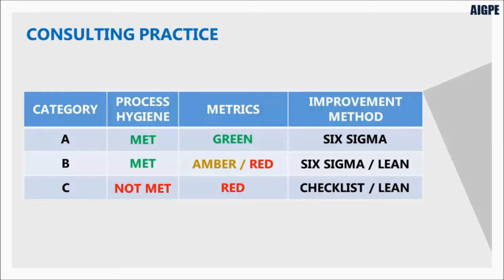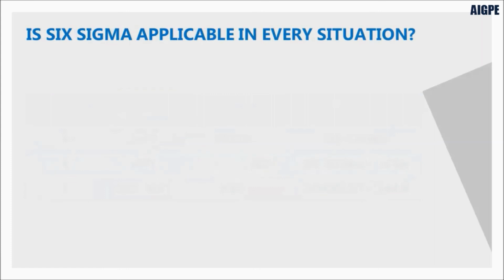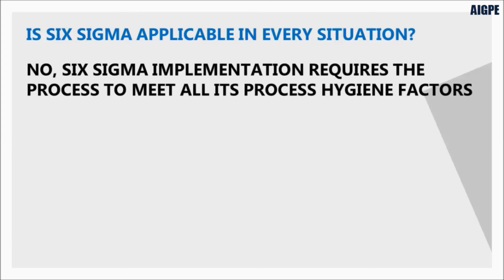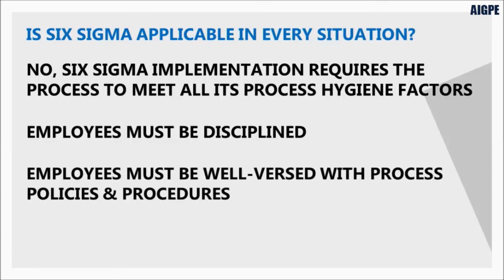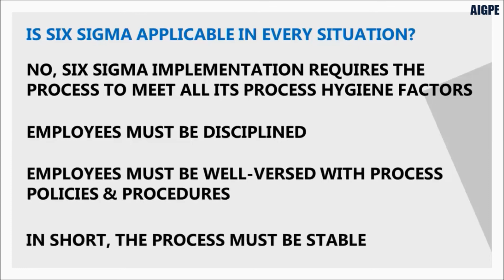To summarize, Six Sigma is not applicable in every situation. It requires the process hygiene factors to be met. There has to be discipline on the floor. The business process should be operational for at least 6 months, so the staff are well versed with the procedures. In short, the process should be stable.